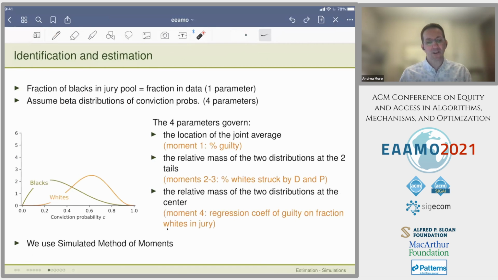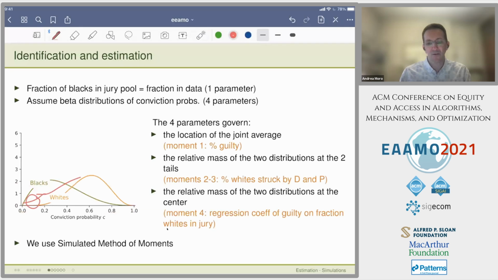So the 4 parameters of these 2 beta distributions govern important moments from the data. First of all, they govern the location of the joint average. You can shift these distributions to the right. What this does is to increase the conviction frequencies. You can also move the parameters to change the mass of the 2 distributions at the tail. So if you make, for example, the whites distribution a little thicker here, then the prosecution will challenge more whites.